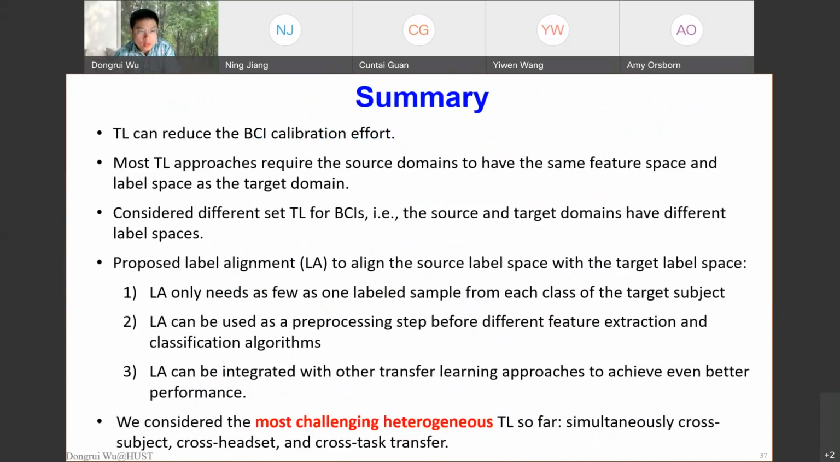So in summary, here we proposed label alignment to handle the most challenging heterogeneous transfer learning scenario, which considered simultaneously cross-subject, cross-headset, and cross-task transfer. That is, the source and the target domain subjects use different EEG headsets. They could perform different motor imagery tasks, but still we can use label alignment to perform transfer learning to improve the learning performance for the target subject.